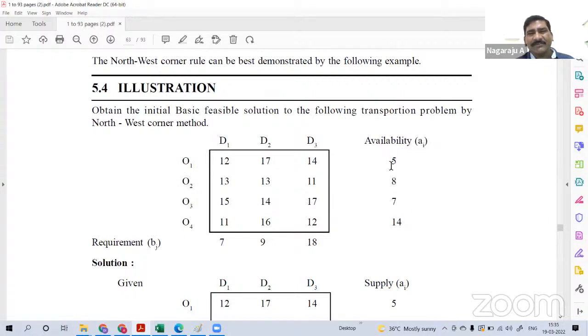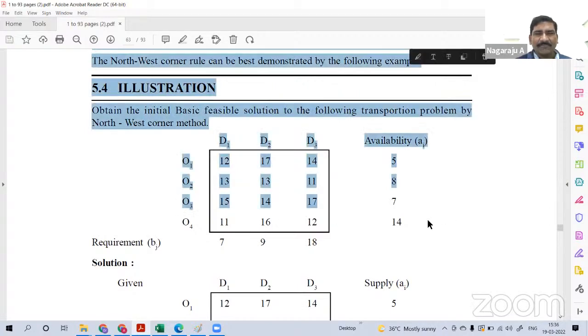In those factories, the availability of goods at origin one, the first factory, is 5 equipments. The availability at origin 2, the second factory, is 8. The third factory's availability is 7, and the fourth factory's availability is 14.